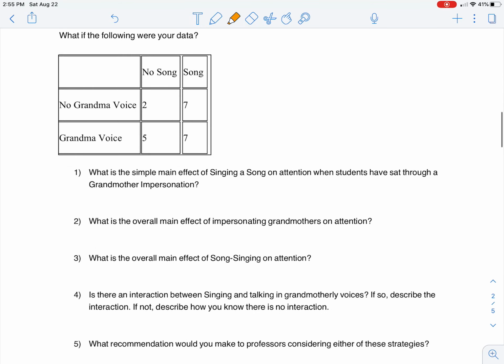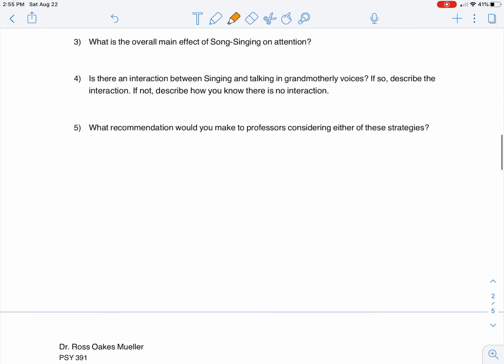Next, below this, what I've done is given you the exact same problem, but you'll see with different data points here. So you're going to answer the exact same set of questions, but this time you're going to look at this data. Okay? But these questions are identical to those that you asked for the first set of data.